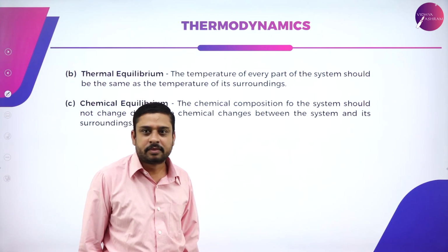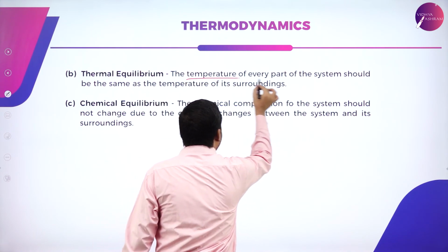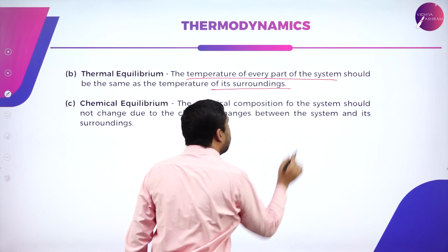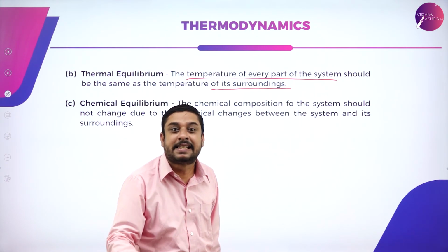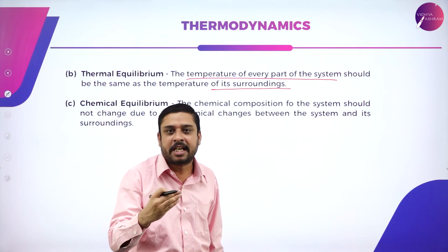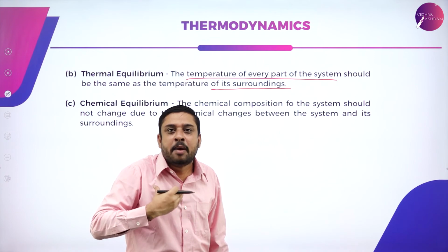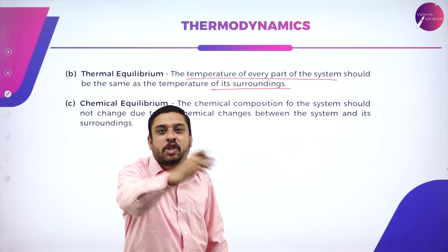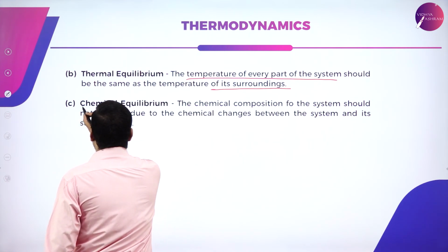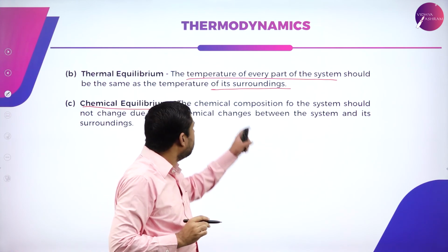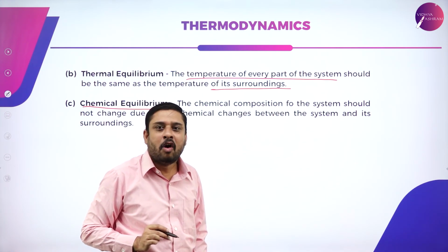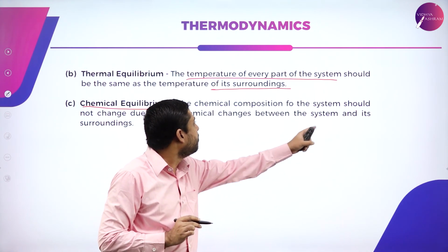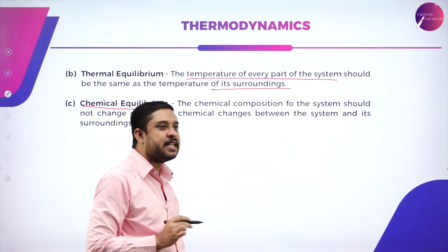Thermal equilibrium, temperature of every part of the system should be the same as the temperature of its surroundings. Thermal, heat, temperature of each part of the system should be the same as the temperature of its surroundings. Chemical equilibrium, the chemical composition of the system should not change due to the chemical change between system and its surroundings.